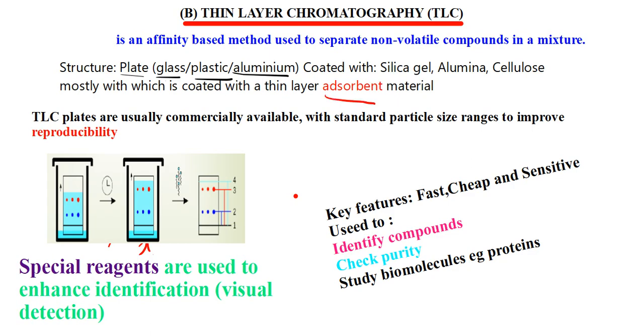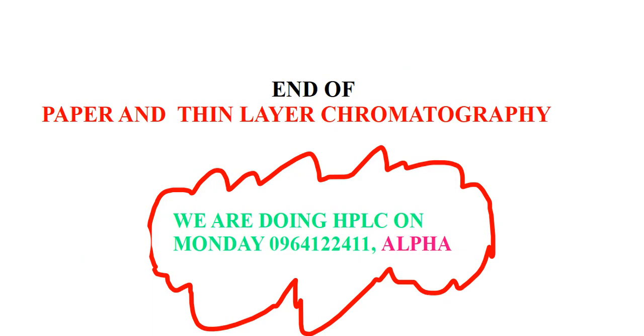So it's a material that enables molecules to dissolve into it, like some kind of affinity, okay? It's an affinity-based separation where non-volatile compounds are separated. So those compounds that cannot evaporate, if they evaporate, then they are not separated. We also said that the use of this one is to identify compounds, qualitative, and also check the purity, as well as discovering or studying biomolecules such as proteins or carbohydrates.